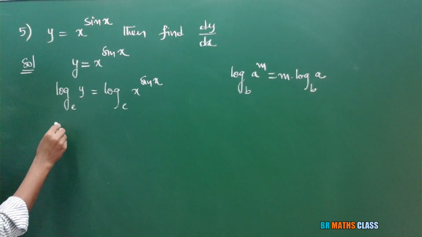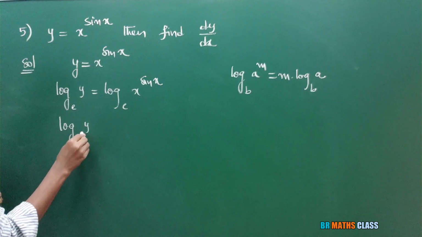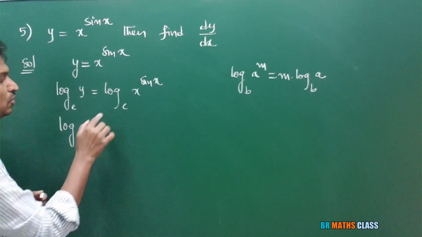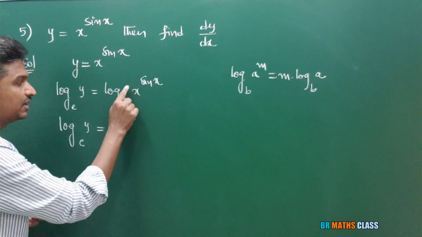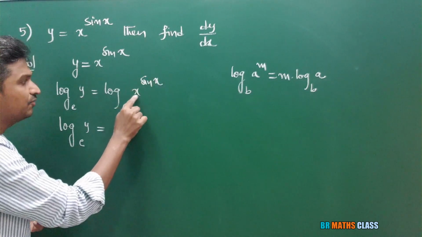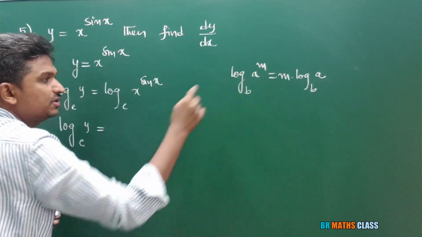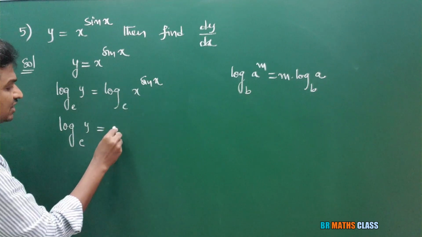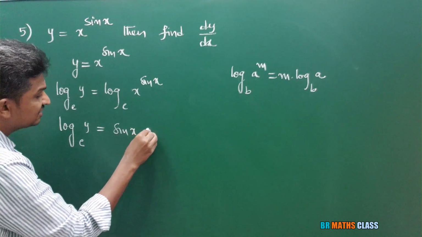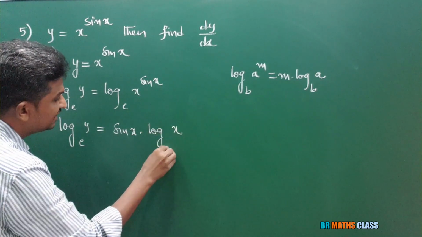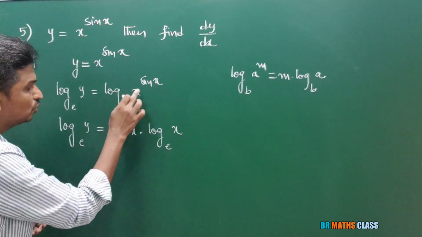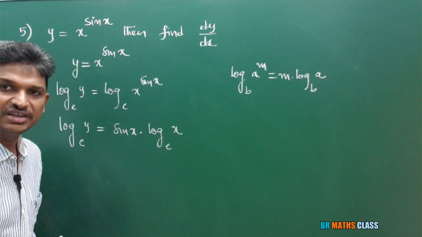Here, log y base e, I will write as it is. Log y base e equals, you observe, logarithm of a power m form. What is logarithm of a power m? It is m into log a base e. So this will become sin x into log x base e, m into log x base e. I hope you understand this.